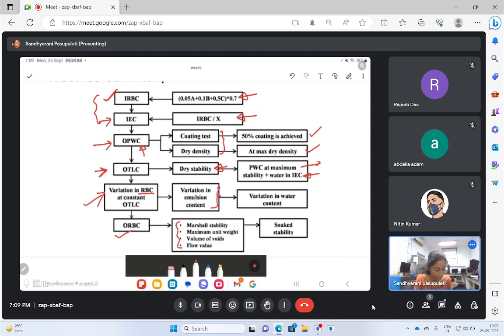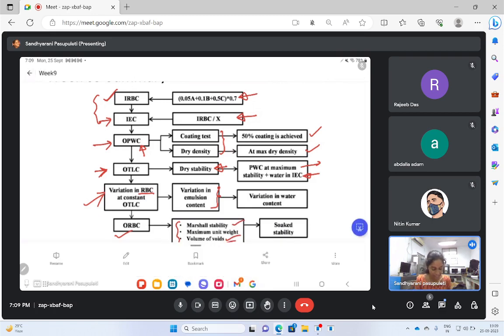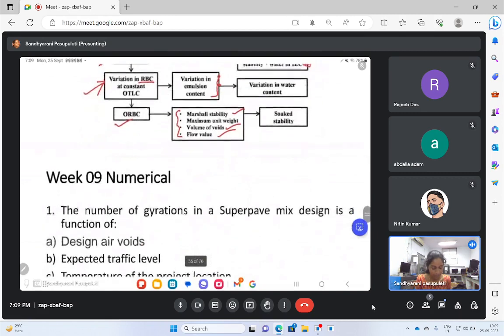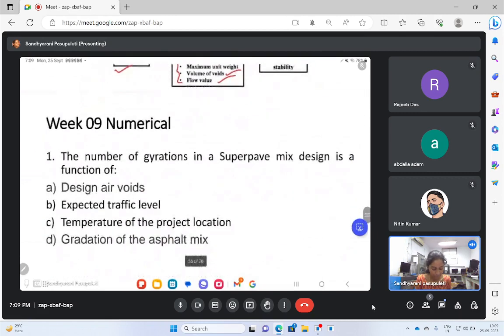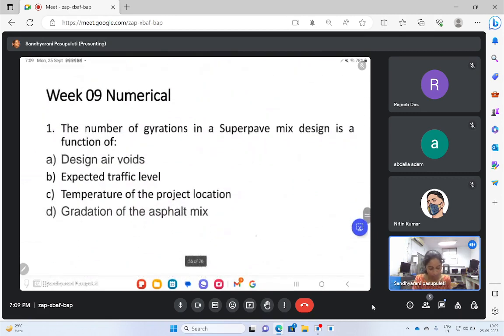One is the Marshall stability. Here, the soaked stability plus dry stability, both criteria have to be satisfied, and also the air voids and the flow. Okay, so once all these things are satisfied, we finalize the optimum residual bitumen content. So let us solve a few questions based on this theory of lecture 9.